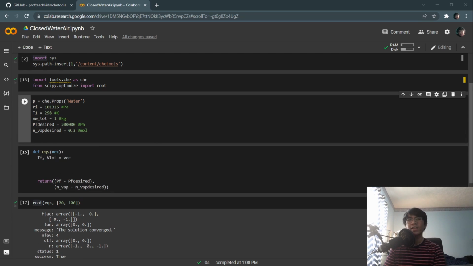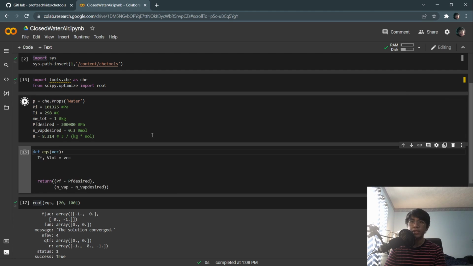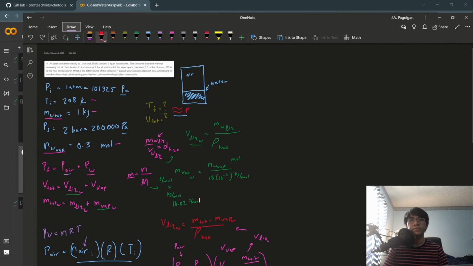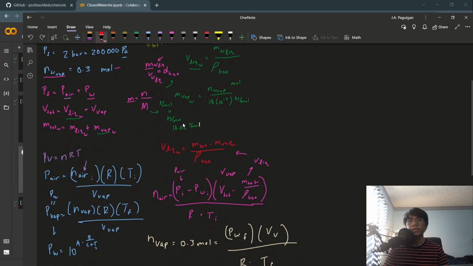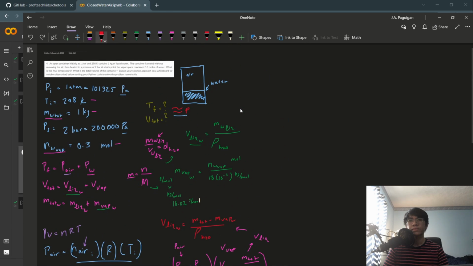Okay. And let's go ahead and put the gas constant in right there while we're at it, so we don't forget. 8.314 joules per kilogram mole, I believe. Okay, cool. We got all our parameters set. Shift enter, make sure that's in. I think those should be good. Okay. What else do we know? I think that was all our initial conditions.